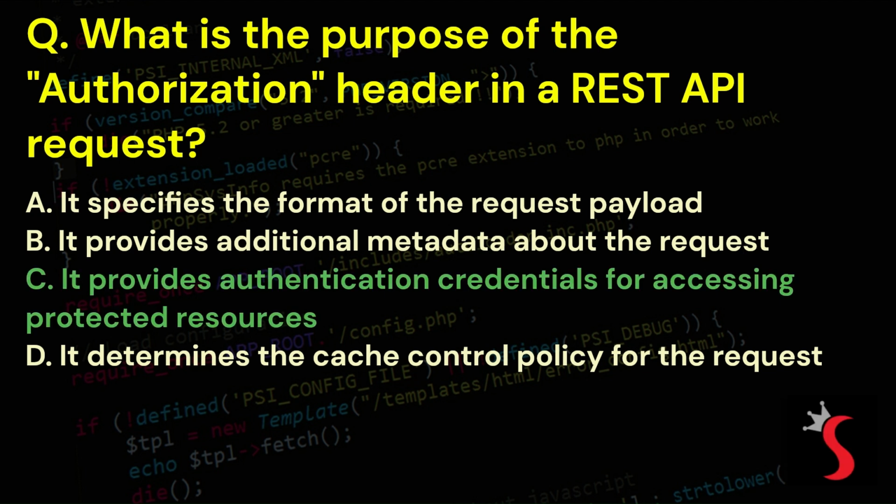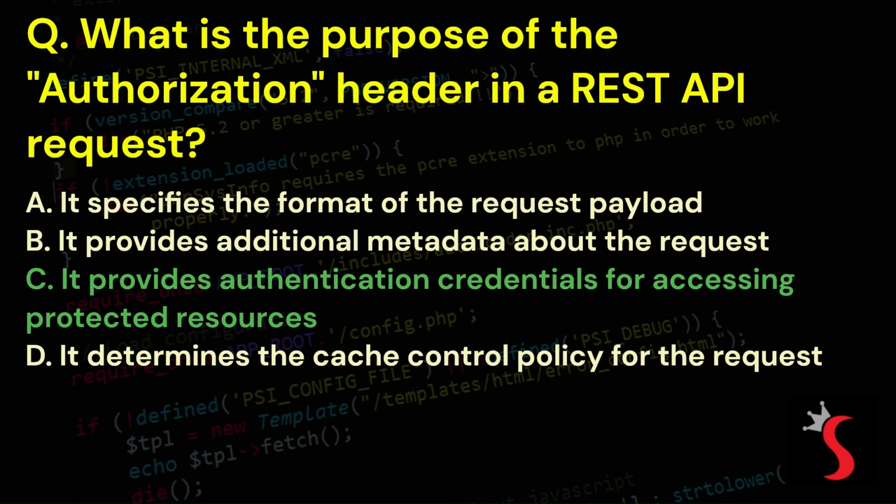And correct answer is option C. It provides authentication credentials for accessing protected resources. The HTTP authorization request header can be used to provide credentials that authenticate a user agent with a server, allowing access to a protected resource. The authorization header is usually, but not always, sent after the user agent first attempts to request a protected resource without credentials.